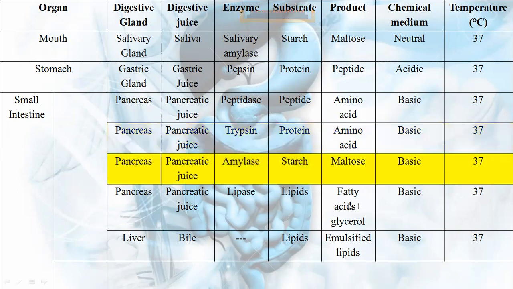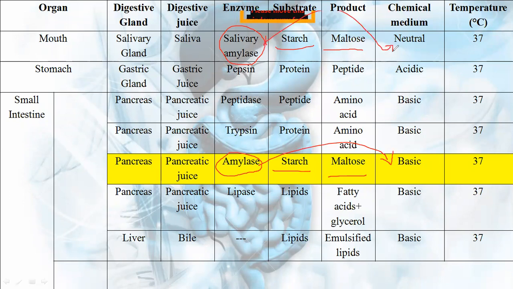And moving now to the pancreas, it secretes pancreatic juice containing the enzyme amylase. And here we have amylase, and the mouth has salivary amylase. Both of them work on starch. Both of them produce maltose. But for the amylase here, the medium is basic, while for the salivary amylase, the medium is neutral. So both of them have the same function, but different mediums. Salivary amylase is in a neutral medium, and the amylase is in a basic medium.